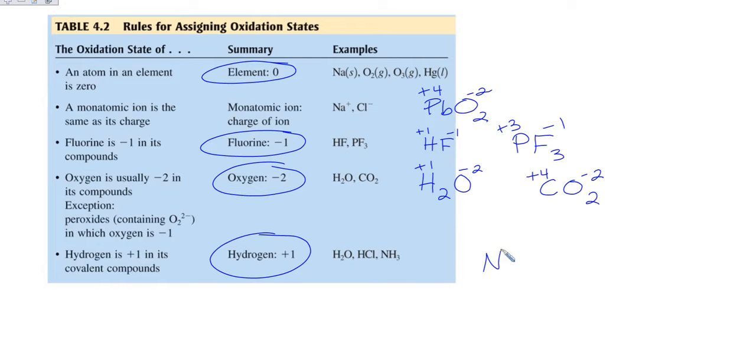Now if you have something like NH3, I'm going to say +1 on the hydrogen, which leaves me a -3 on the nitrogen. So again, like earlier, I've got phosphorus listed as +3. Phosphorus and nitrogen are in the same group. You may find that you're getting different oxidation numbers depending on what those elements are bonded to, and that's okay.